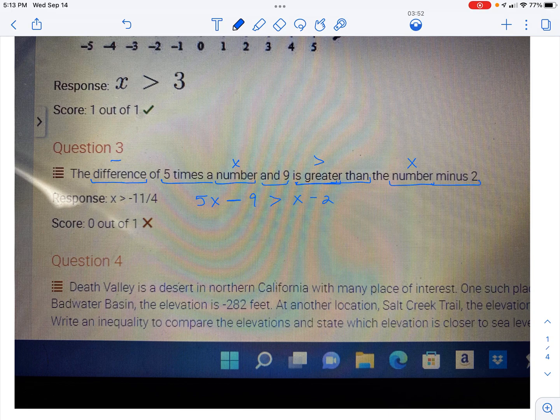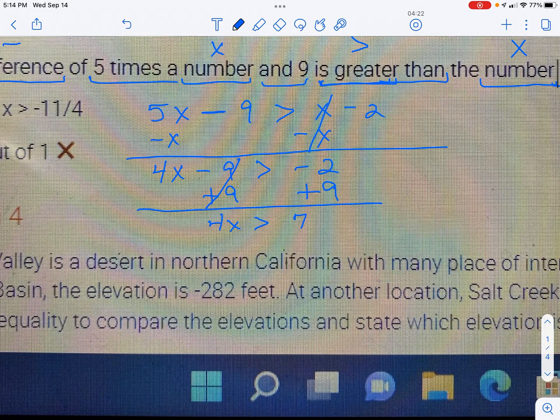So let's go ahead and solve this now for x. Okay, so we're just going to start moving things around. I want to get my x's to the same side. So we'll get rid of it on the right-hand side and pull it over here. 5x minus x is 4x. I still have a minus 9 is greater than negative 2. Let's get these numbers, these integers together. We'll move the 9 over here because we're trying to isolate x. So now I have 4x is greater than 7.